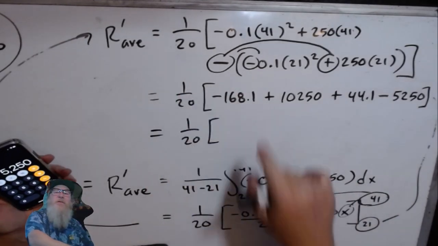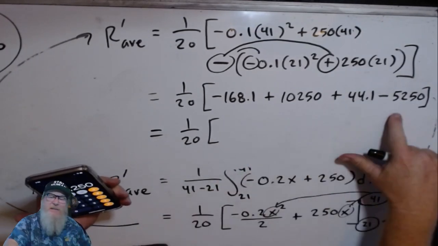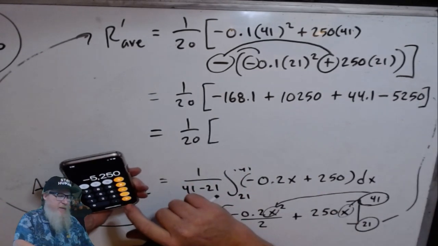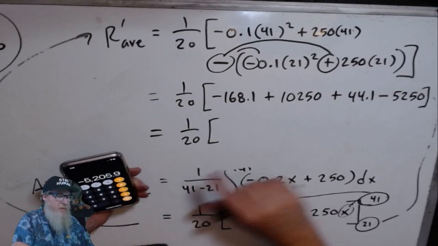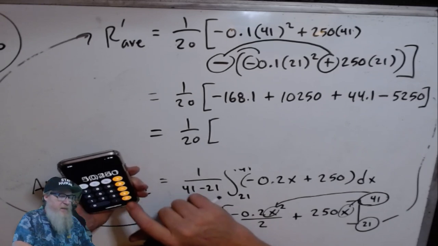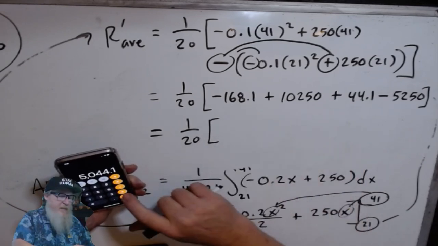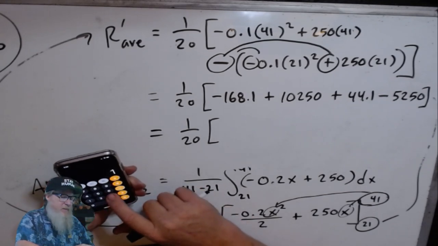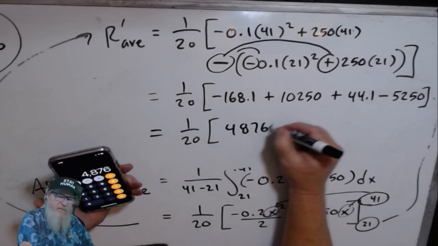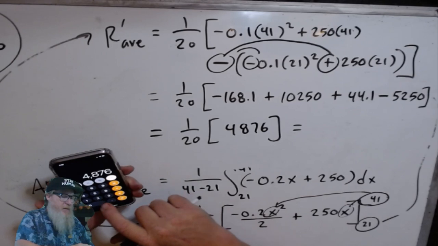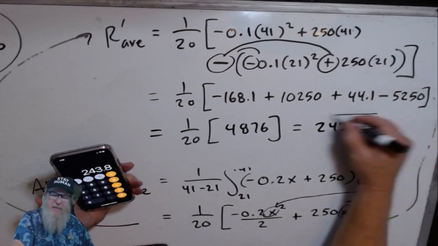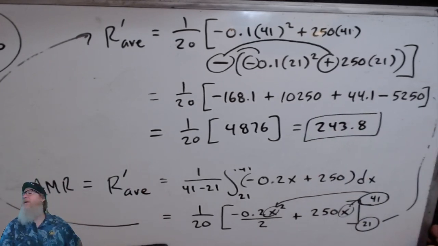You could distribute the 1 over 20. I don't find it any easier. I just find it easier just to go through all these. Oh, it's negative 5250. And then plus 44.1. So I'm just adding up the dollars. Plus 10,250. Minus $168.10. So I get 4876, and then I'm going to divide that by 20. 243.8, or $243.80.